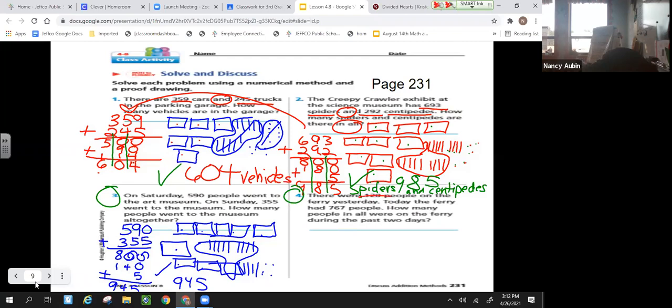There were 120 people on the ferry yesterday. Today, the ferry had 767 people. How many people in all were on the ferry during the past 2 days? So what did I say, 120 plus 767? Gabe, you seem to really get this. You want to walk us through this? Oh, no, we gotta use show all total. We gotta start in the 100s. So we're gonna do 800 first.